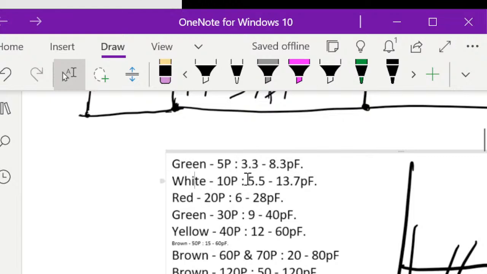The white ones range from 5.5 to 13.7. The red ones are rated at 20, but the value is from 6 to 28. The green ones rated at 30 range from 9 to 60. Yellow ones rated at 40 range from 12 to 60. The brown ones rated at 60 or 70 range from 20 to 80. There's another brown one that is rated at 120 picofarads, ranging from 50 to 120.